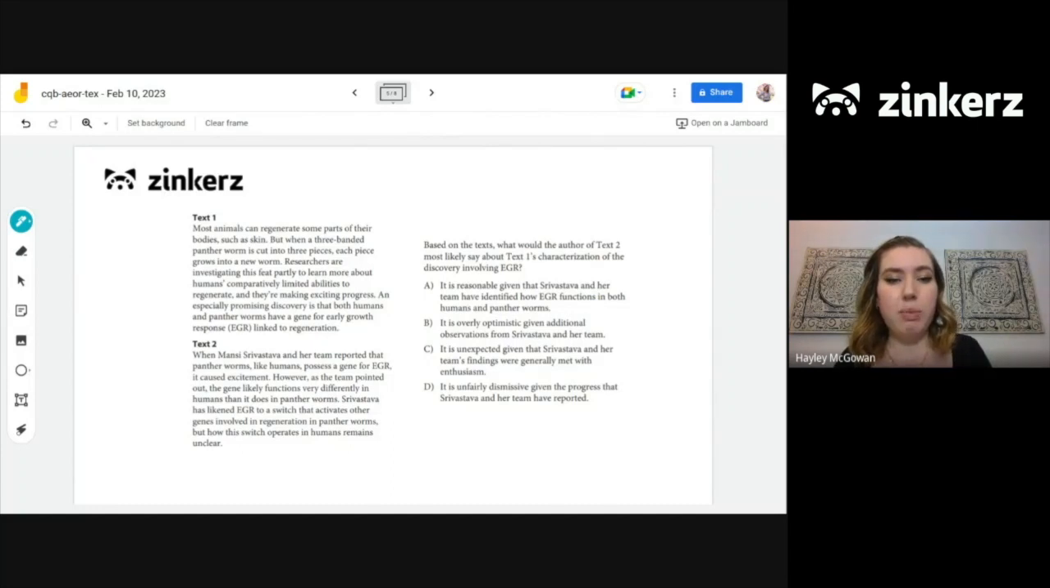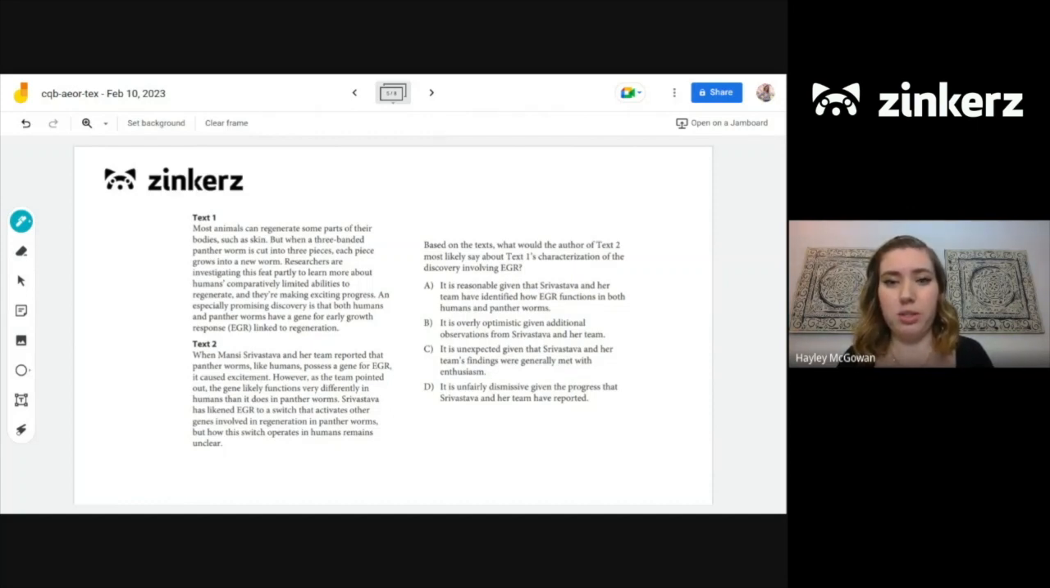All right, so this passage is also mentioning that same conclusion and the excitement that it caused, that both panther worms and humans have this gene for regeneration that would be helpful for comparing them. But this team does point out a downside, which is that we aren't really sure how this gene functions in humans. We know how it functions in worms, but we're not really sure how to activate the switch, as they call it, in humans. Okay, so thinking about how text 2 would respond to text 1, definitely in agreement, right? Overall agreement, but adding a little bit of a concession to that agreement, okay?